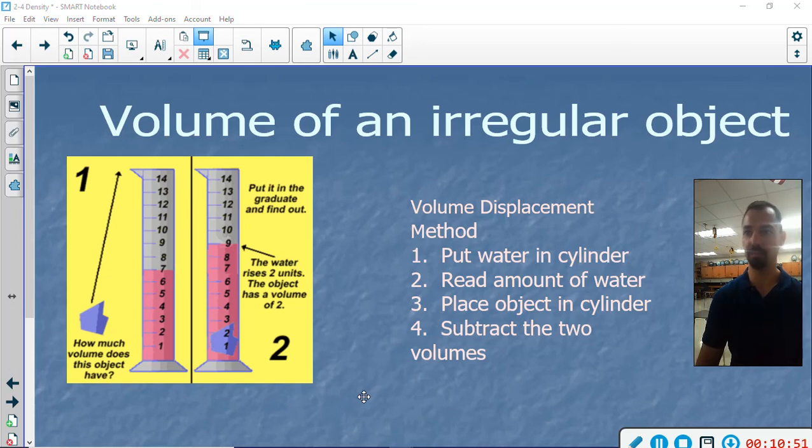So you're putting the water in the cylinder and reading the amount of water initially. Remember, read the bottom of the meniscus curve. This happens to be a plastic container, so it doesn't have the meniscus showing. Then place the object in the cylinder and subtract the 2 volumes, so 9 minus 7 gives you 2.